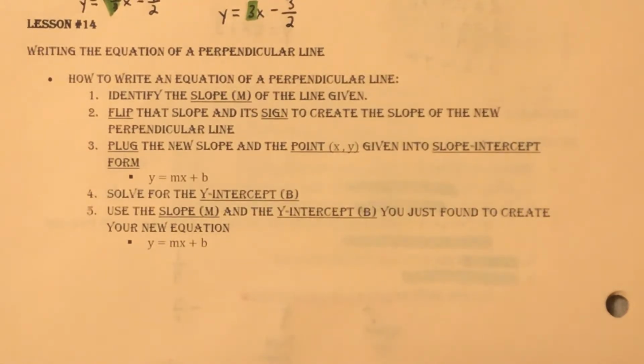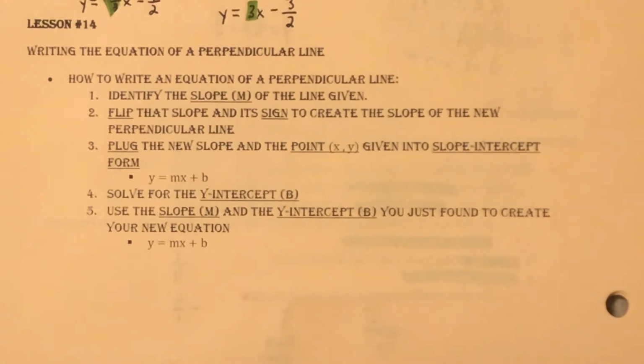Before, we had kind of 4 steps, which was find the slope, use the point given, plug that information in, solve for the new y-intercept that you needed, and then plug in those 2 pieces of information, the y-intercept and the slope, to write your new equation, right?